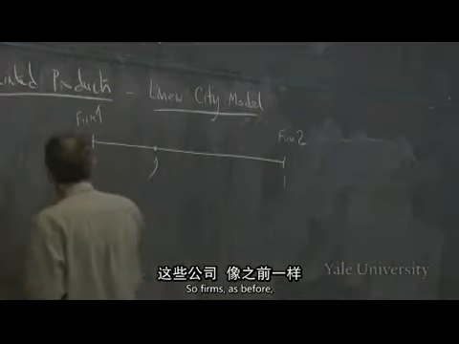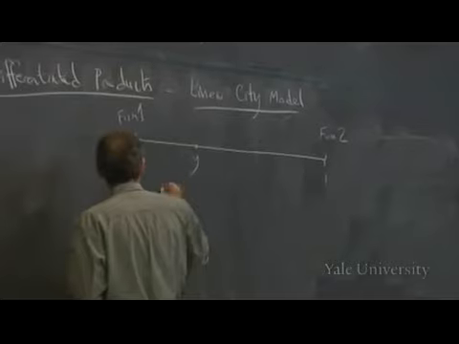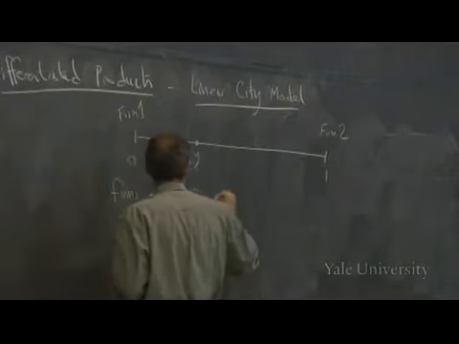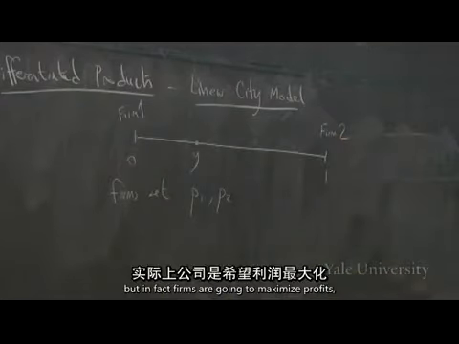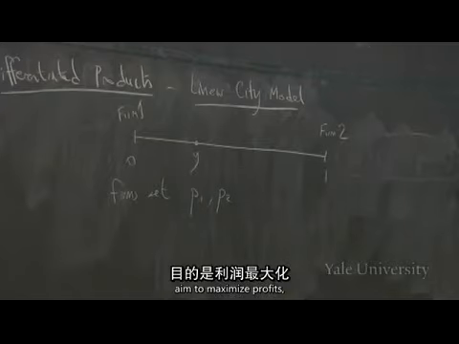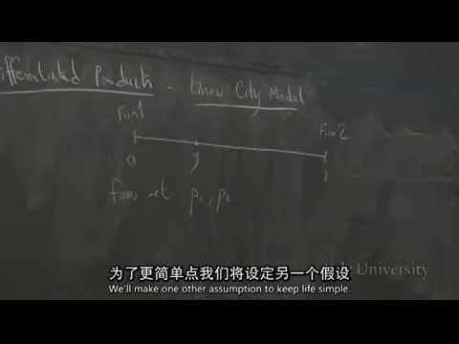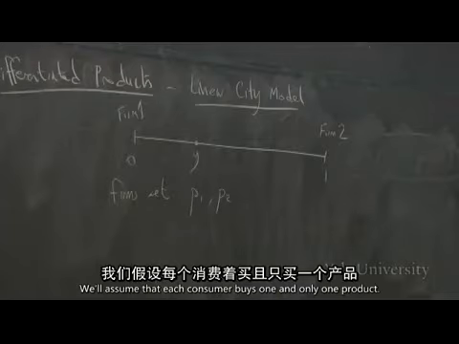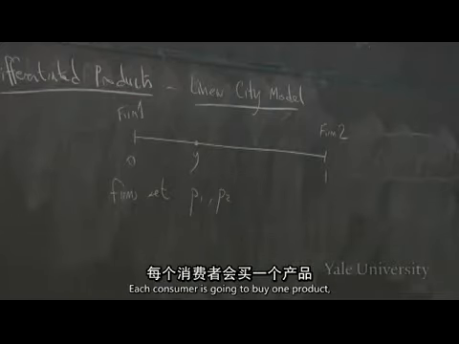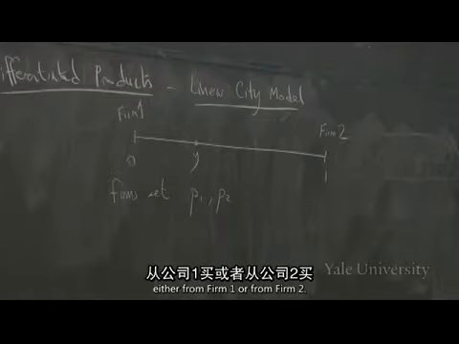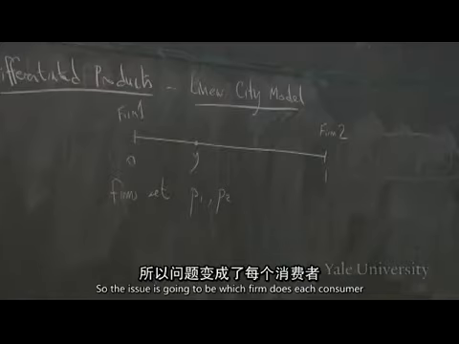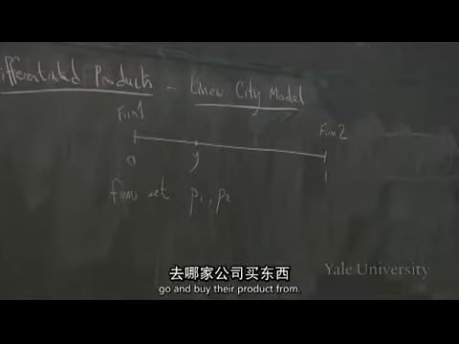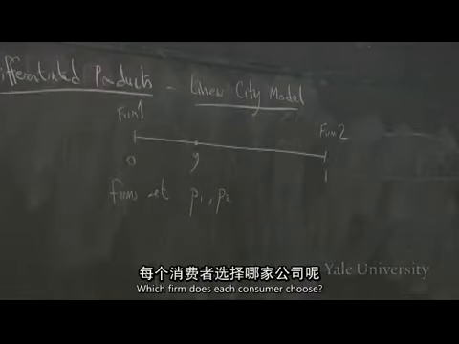So firms, as before, are going to set prices. I won't write everything down because it's all written down on the homework assignment, which is already on the web. But in fact, firms are going to aim to maximize profits. Firms are going to have constant marginal costs. We'll make one other assumption to keep life simple: we'll assume that each consumer buys one and only one product, either from firm 1 or from firm 2. So the issue is, which firm does each consumer choose?